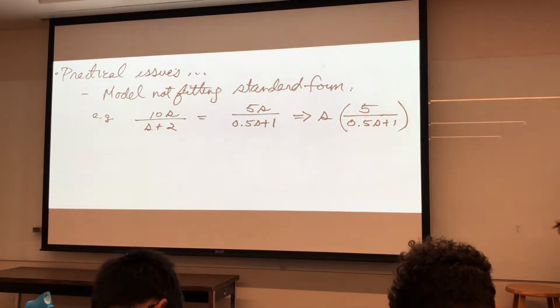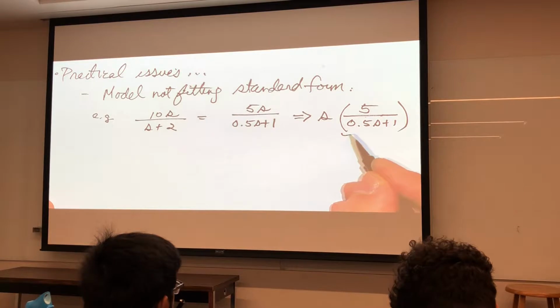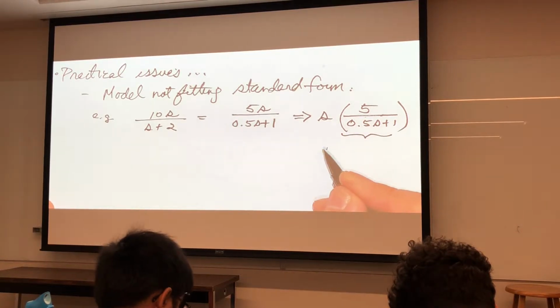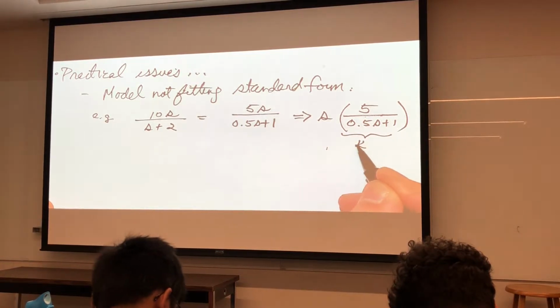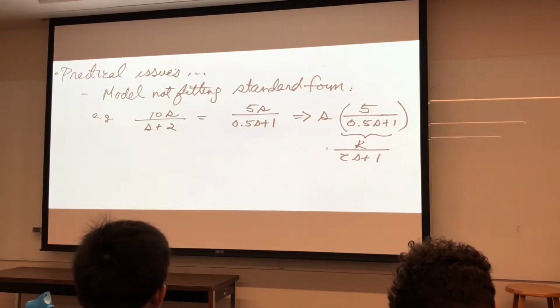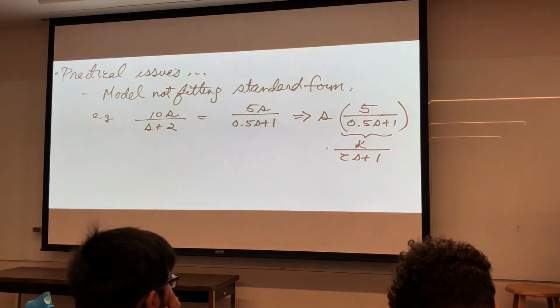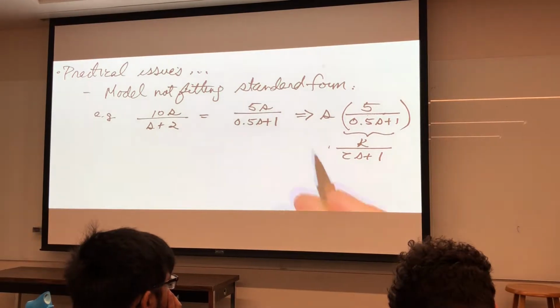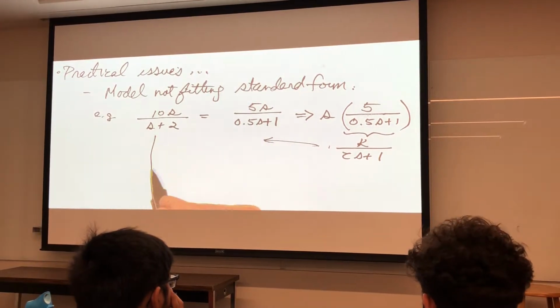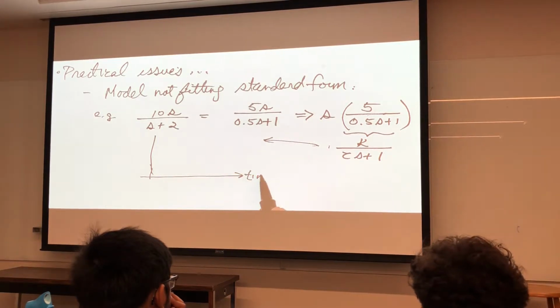And so what we might remember is to say, let's break this up into parts that we understand. And this part looks standard form. It fits the standard form k over tau s plus 1. Okay, so I can sketch the response of this part. This is now in time.